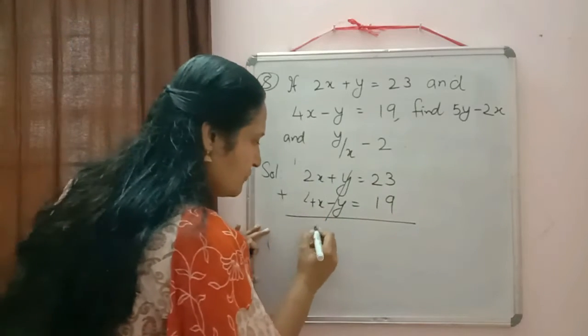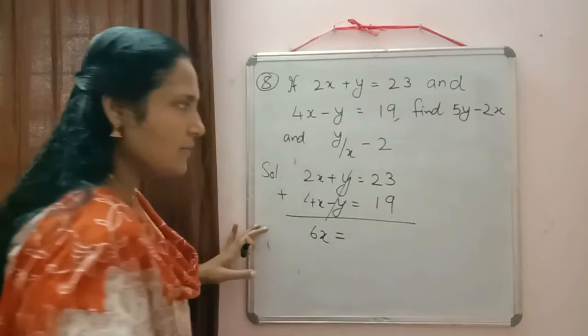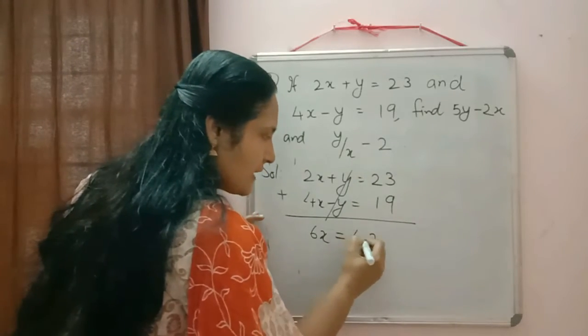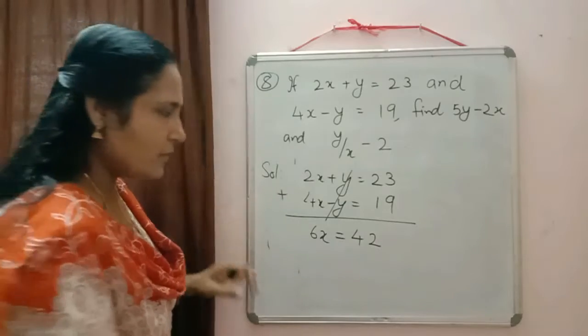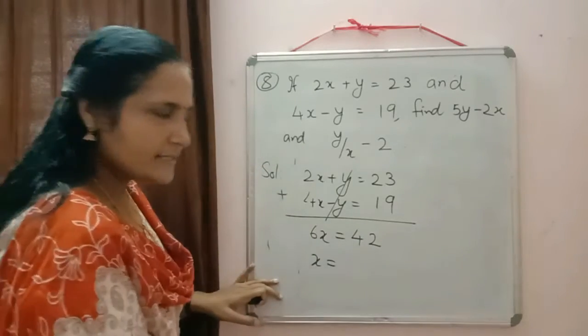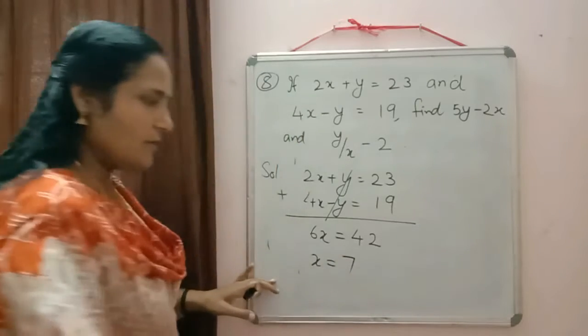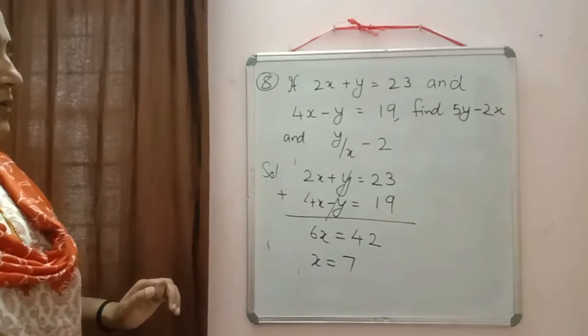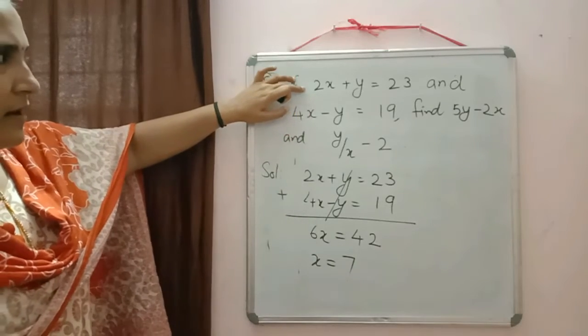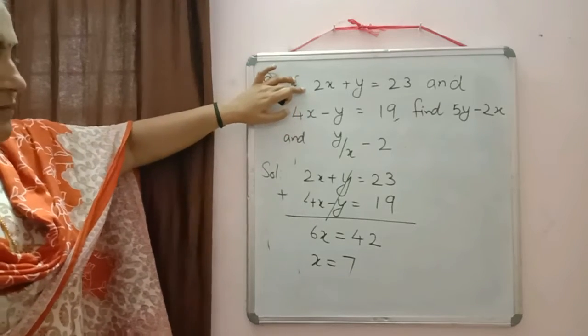4 plus 2 is 6x is equal to 19 plus 23, which is 42. So x is equal to 42 divided by 6. 6 sevens are 42, so we are getting x is equal to 7. And I think we can substitute in equation 1 only, that calculation will be easy.